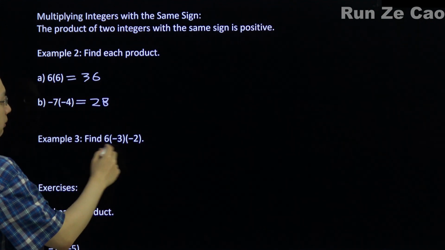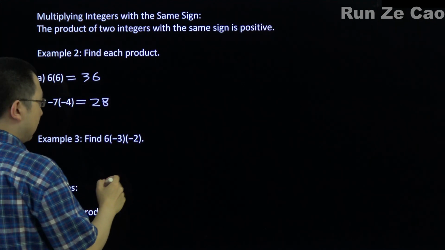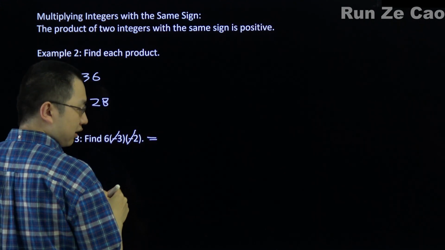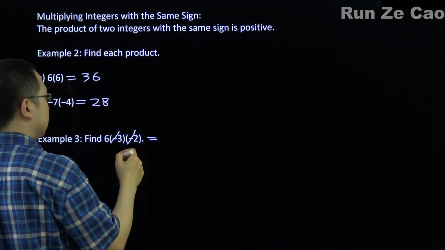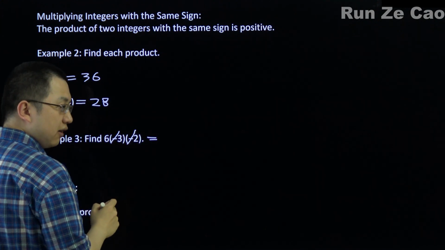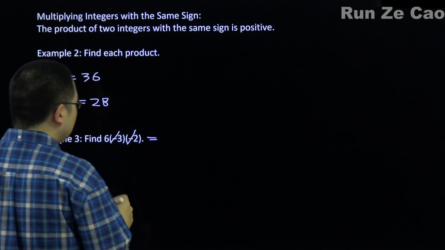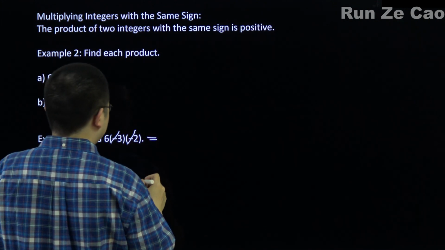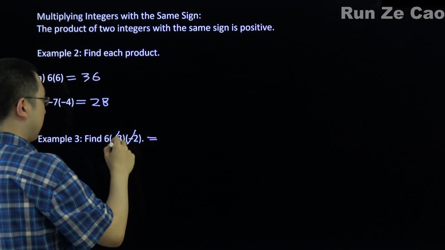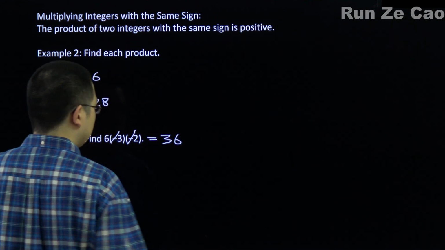Now let's say we multiply 3 numbers together. 6 times negative 3 times negative 2. Well, there's 2 negative symbols, so they cancel out. You can even cross them out if you like. Like if you have 10 numbers multiplied together, crossing out pairs of negatives is a good way to keep track of what you're canceling out. So you have no negatives left after canceling. Therefore, the result is positive. So 2 times 3 times 6, well, that's 6 times 6, or 36.